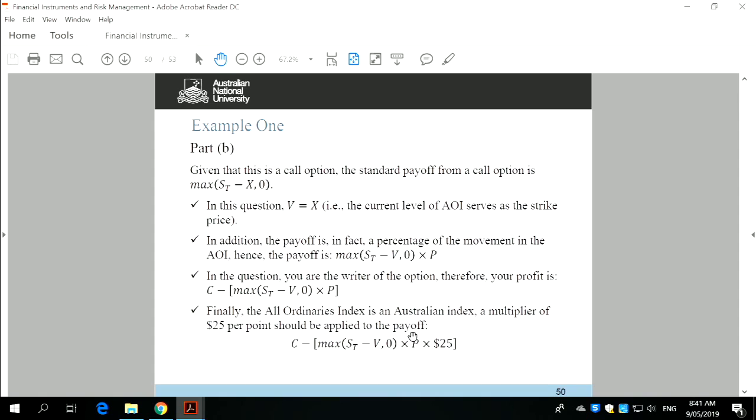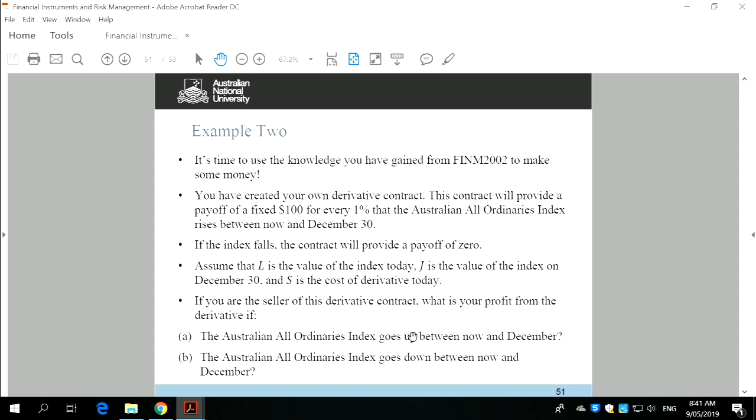Okay, so that's the first example. So the second example says, again, you're going to create your own derivative contract, and the contract would provide a payoff of a fixed $100 for every 1% increase in the index between now and the 30th of December. So if the index falls, the contract would give you a zero payoff, and we were told L is the value of the index today, J is the value of the index on 30th of December, and S is the cost of the derivative today, the cost to set up this derivative. And you are the seller, you are the writer of the derivative contract. What is your payoff from the derivative?